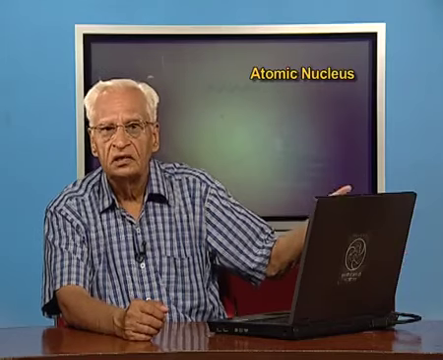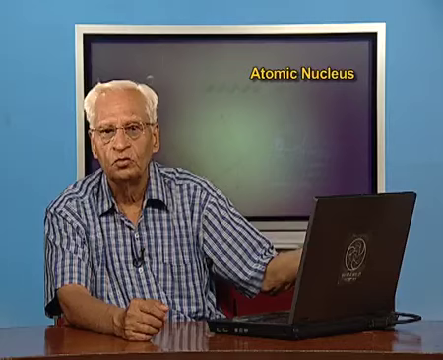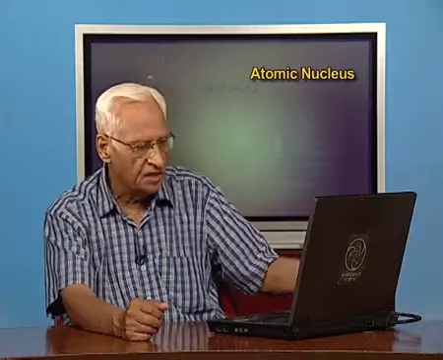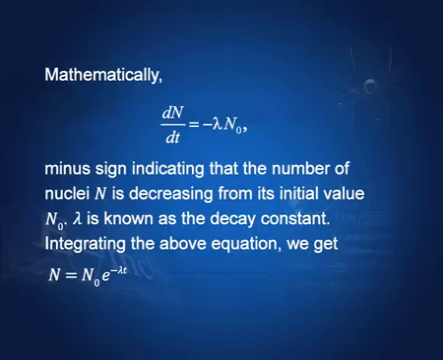Now, if we have N0 nuclei of a radioactive nucleus, then the rate at which they decay, dN by dt, is proportional to the original number N0, and lambda is a constant of proportionality. dN by dt is minus lambda times N0, and lambda is called the decay constant. Why is it called decay constant? Because if you integrate this equation, you see N is equal to N0 e to the power minus lambda t, that is, the number N0 is decreasing.